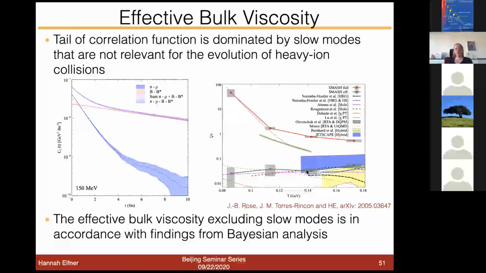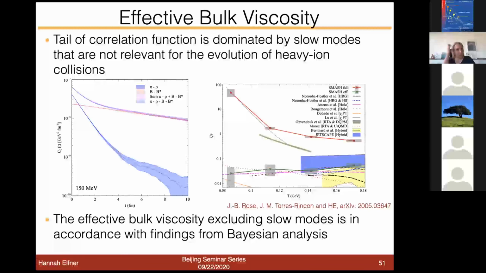And that is what is probably more relevant for the heavy ion scenario, because there in the late stage rescattering, these very slow modes don't really have time to play a big role because we have an expansion. So this is our conclusion here, that this effective bulk viscosity is what one can and should compare to, for example, these Bayesian results from these Bayesian analyses, and there we are in a similar ballpark of the results.